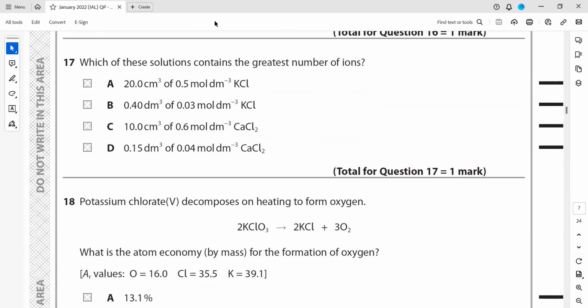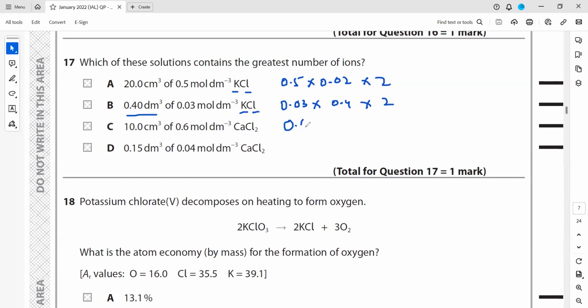Which solution contains the greatest number of ions? So first we find the moles. How to work out the moles? Concentration into volume. So that means 0.5 multiplied by 0.02 because it is 20. And how many ions are there? One potassium and one chlorine. So this final answer is multiplied by 2. Same way, the concentration is 0.03 multiplied by volume 0.4, already in dm cube, so no need to convert. And then the final answer, because there is one potassium and one chlorine, is multiplied by 2.